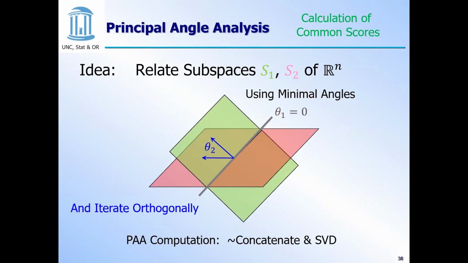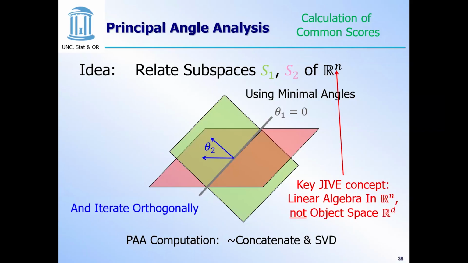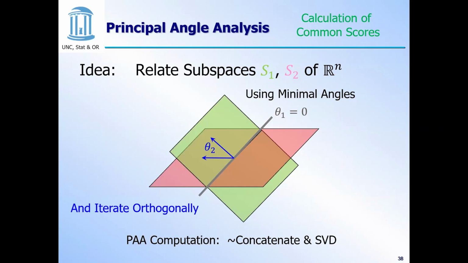Okay, so now we have a way of finding the vectors that are closest. Now we think about an underlying model where they're the same. Again, key concept, linear algebra happens in Rn. That's why I put an n there. Okay, so now we can do that.